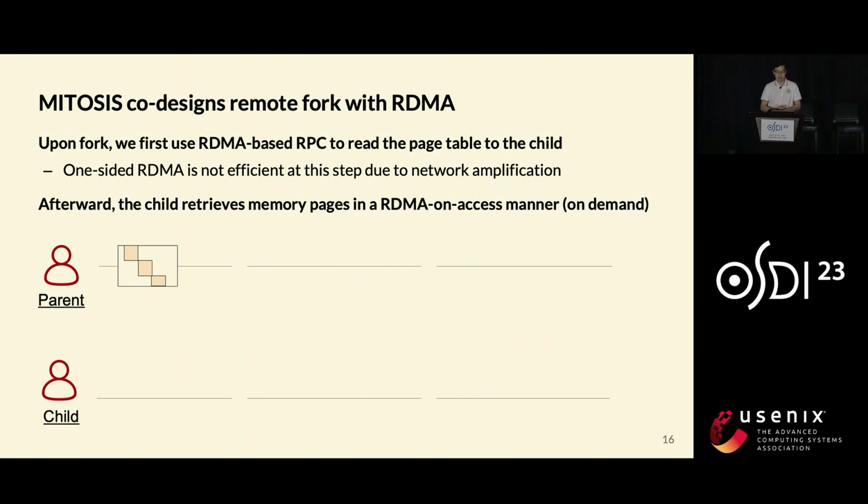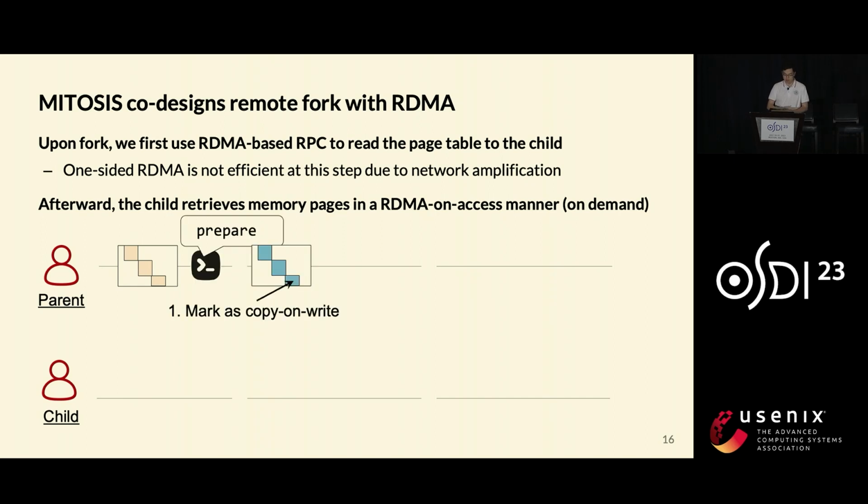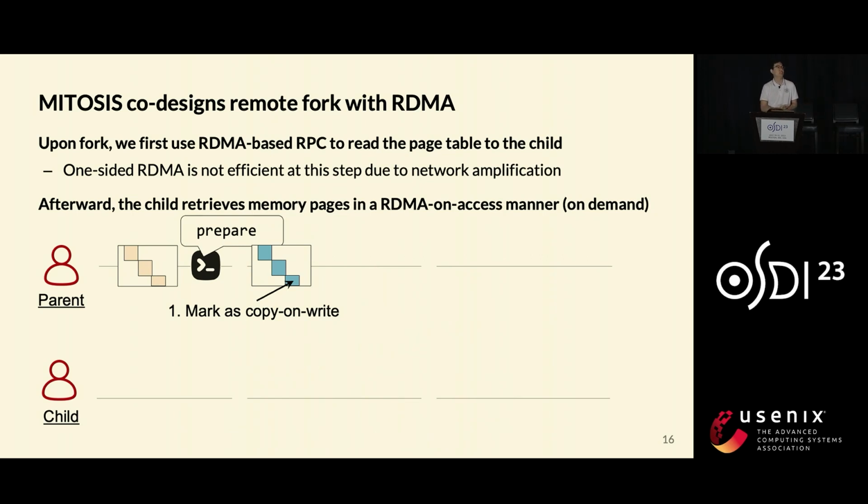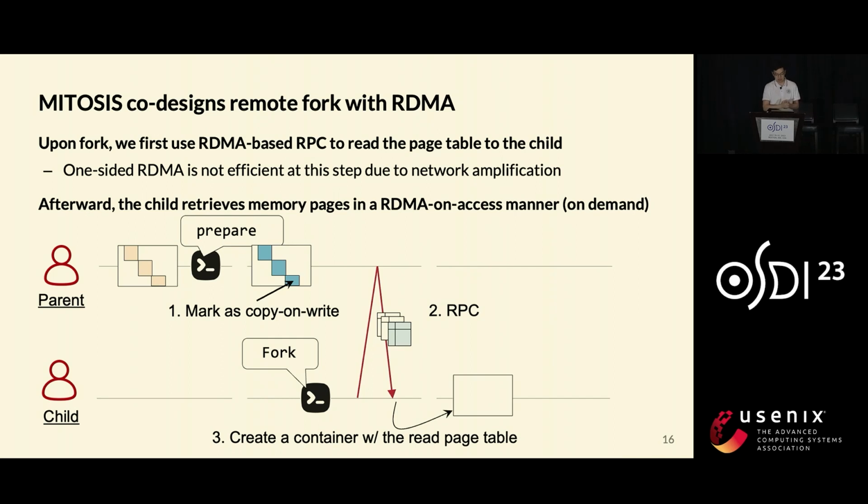Therefore, Mitosis co-designs remote fork with RDMA. A parent machine first starts a container and then turns it into a parent container, which is called a preparation procedure. During this procedure, the memory of the parent container is marked as copy on write. A child machine can then fork a new container from this parent container, which is just like creating a container but with the parent container's page table.